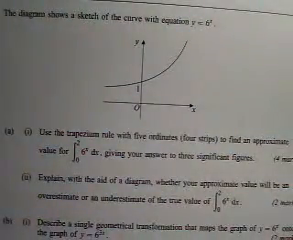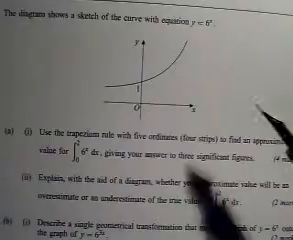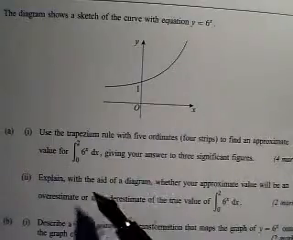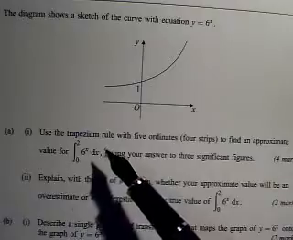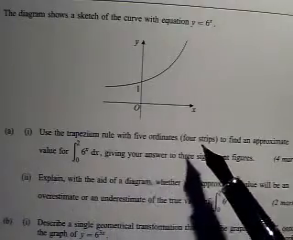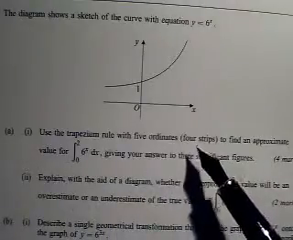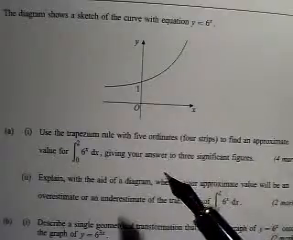Okay, here we go with question 8 off the June 2008 Core 2 paper. We've got a picture of a graph. We've got to do the trapezium rule. It tells us 5 ordinates and 4 strips, so isn't that kind? And it gives us a diagram.